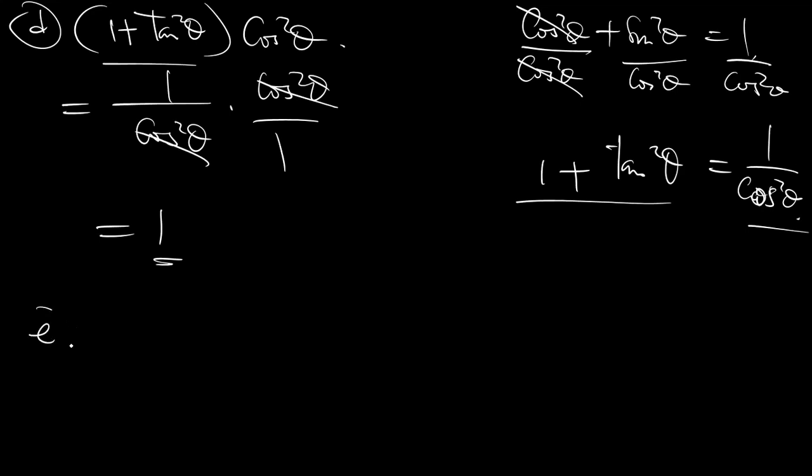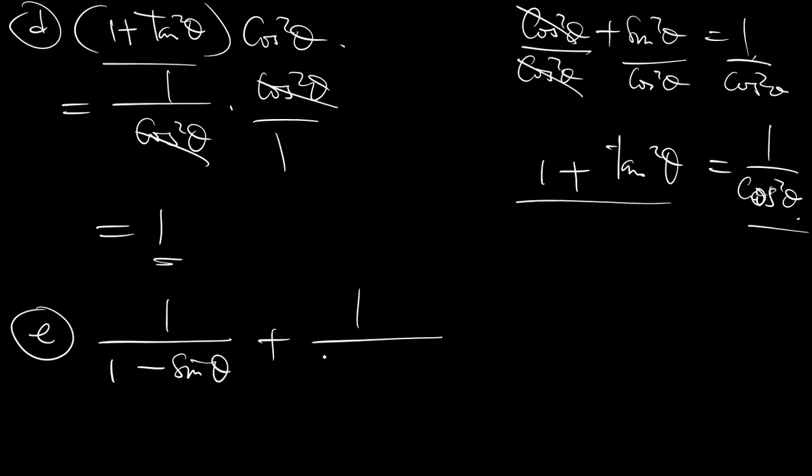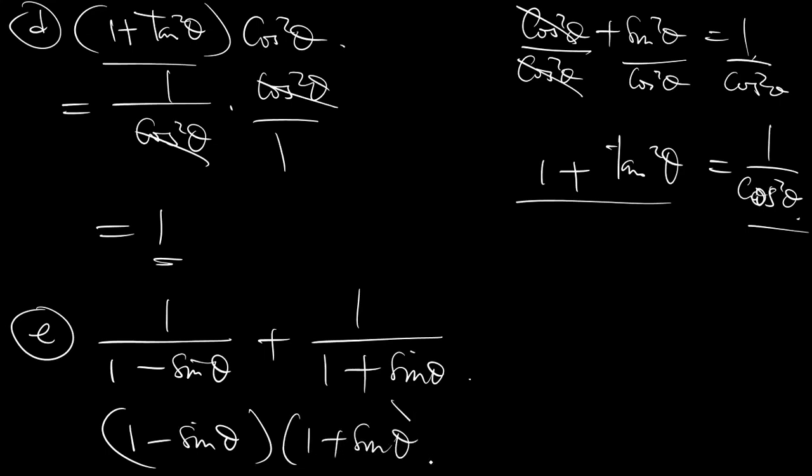Then for E, you have 1 all over 1 minus sine theta plus 1 all over 1 plus sine theta. Now, if you look at the denominators, what is the LCM of the denominators? The LCM of the denominators is 1 minus sine theta times 1 plus sine theta. So this is the LCM of the denominators.